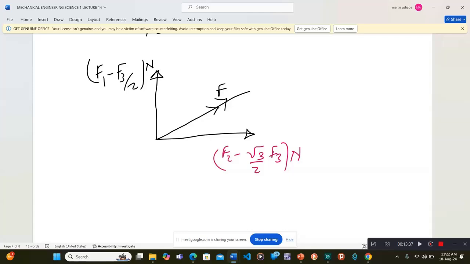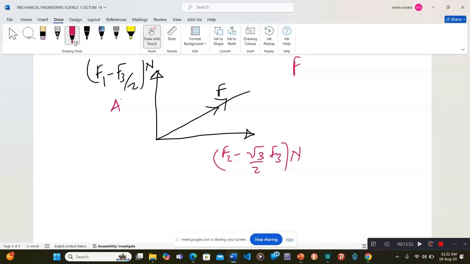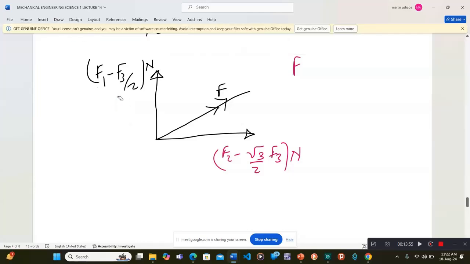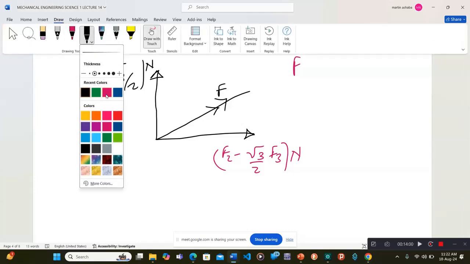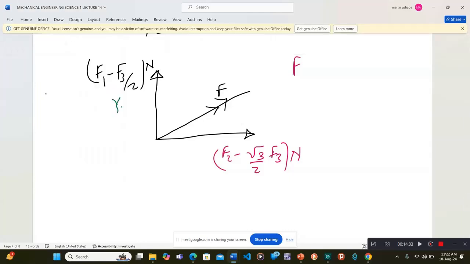Now, how do we get the direction after getting the magnitude? Let me call this vertical component Y newtons, and this is X newtons. So my resultant should be equal to the square root of Y squared plus X squared, everything inside the root. This comes from Pythagoras theorem.